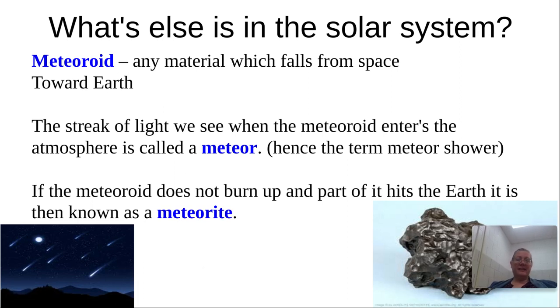If the meteoroid does not burn up and it actually hits Earth, then it's called a meteorite. And here's a meteorite on the right hand side. I remember meteorites because I can hold it right in my hand. So that's another way to try and keep the different terms straight, because they all have meteor in them.